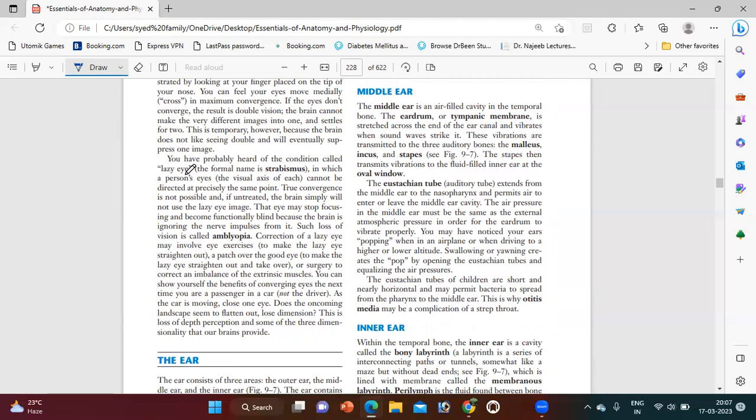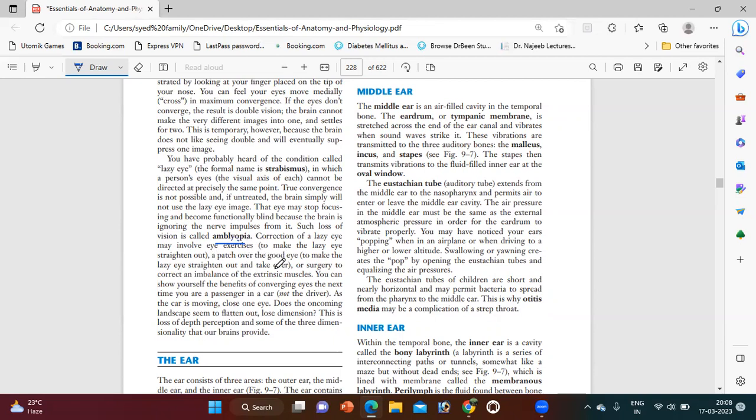You have probably heard of the condition called lazy eye, in which the visual axes of a person's eyes cannot be directed at precisely the same point. True convergence is not possible, and if untreated, the brain simply will not use the lazy eye's image. The eye may stop focusing and become functionally blind because the brain is ignoring the nerve impulses from it. Such loss is called amblyopia. Correction of lazy eye may involve eye exercises.